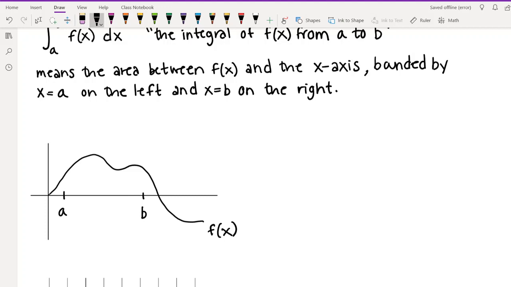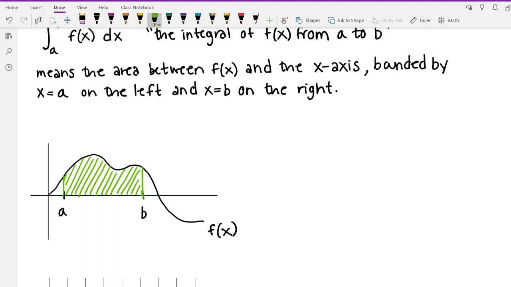So if you take the integral from a to b of your function, that just means that you're finding the area enclosed between a and b. So a is on the left, b is on the right, and then between your function and the x-axis. So you would be looking at this area here. So that area would be the integral from a to b of your function dx.